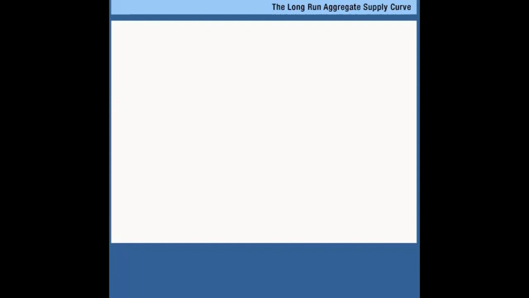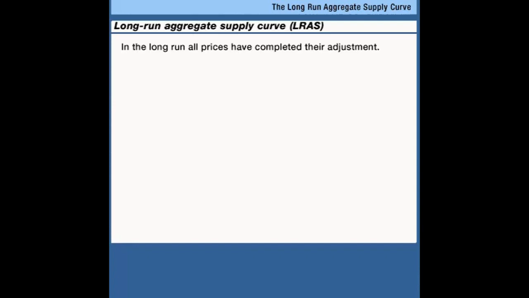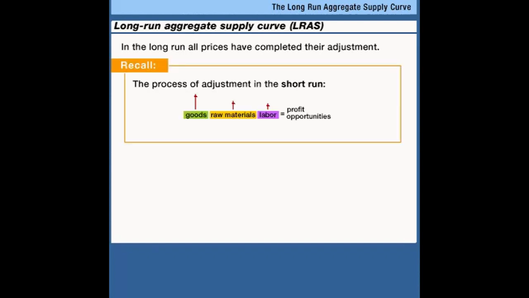Recall that the process of adjustment may proceed in a jerky fashion. Goods prices may be rising faster than labor prices. Raw materials prices are rising at a different rate. But the long run is when all of those prices have completed their adjustment and the general price level in the economy has risen, say by 10%. Once all prices have risen by 10%, what would we expect businesses to do in response?